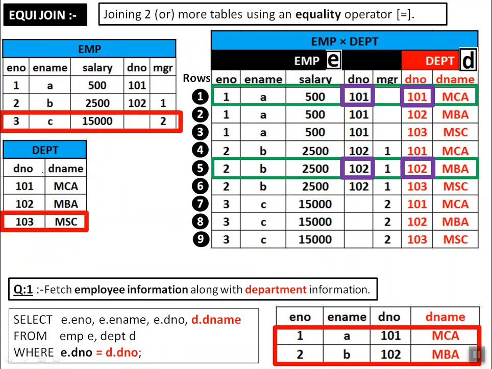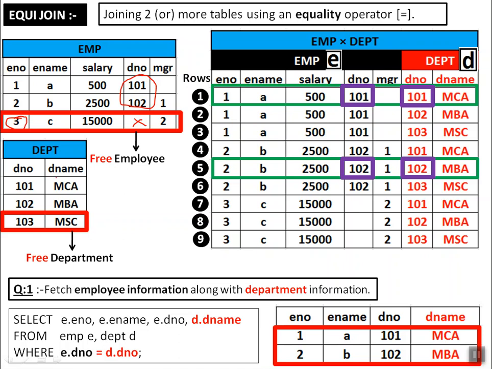Because 3 hasn't come, 103 hasn't come. The reason is 3 doesn't have a department and 103 doesn't have employees. So there are 2 types of employees. They are called working employees and free employees.